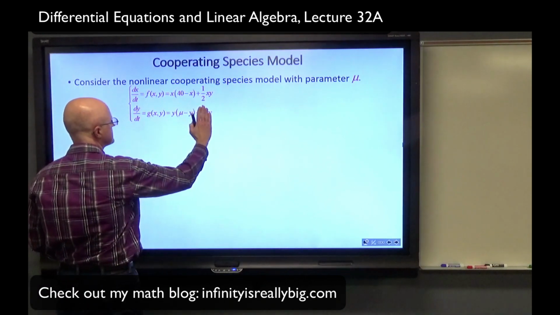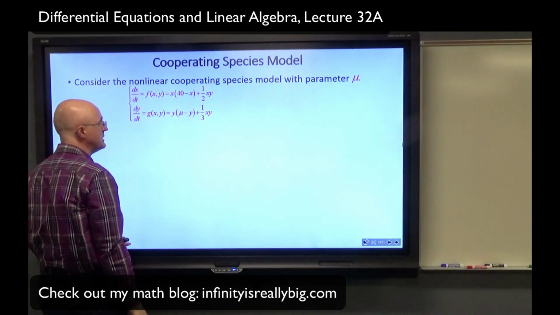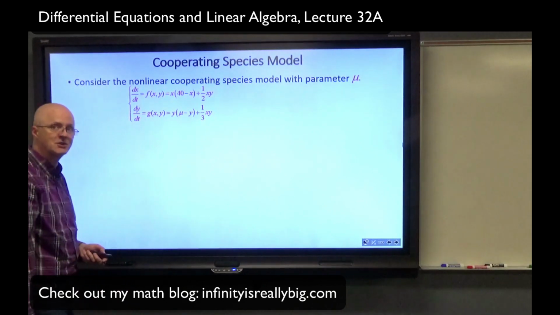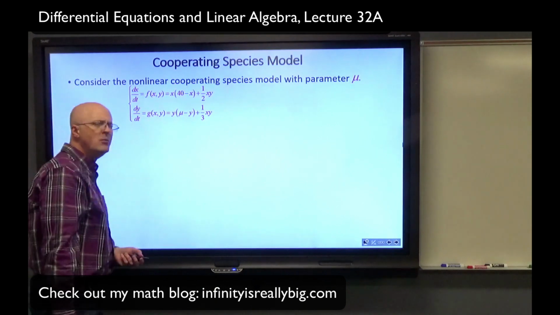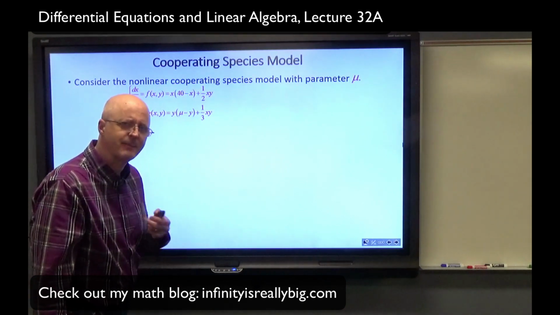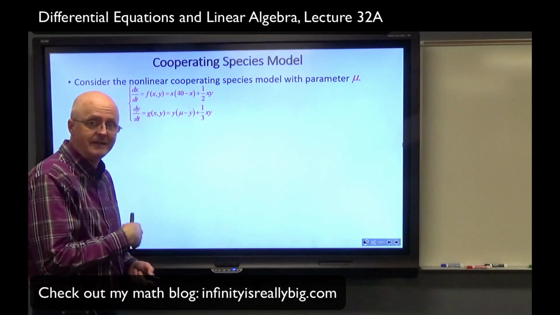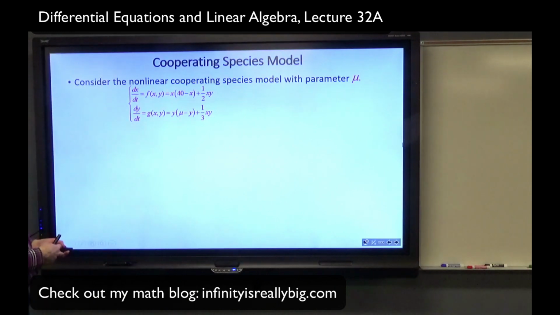Logistic model in the absence of x. Carrying capacity for x is 40, carrying capacity for y is mu. That's the unspecified parameter. And again, we have a positive interaction term. These species are cooperating. Mu should be positive for this to make the most sense. However, for the purposes of interest, I'm going to allow mu to be negative because some interesting things happen even when mu is negative in this particular model. Here's the corresponding vector field.